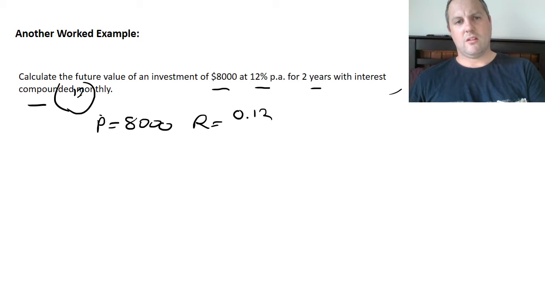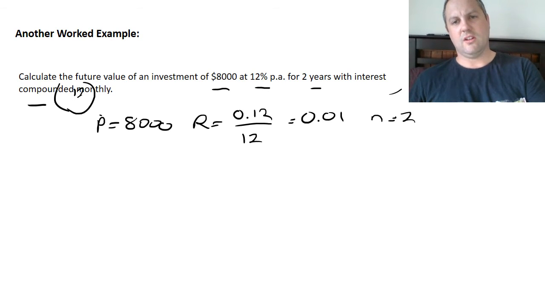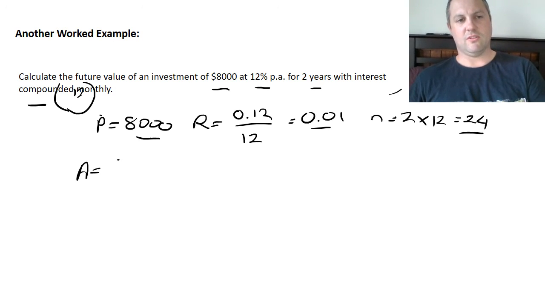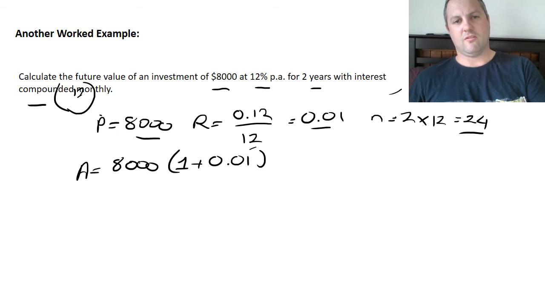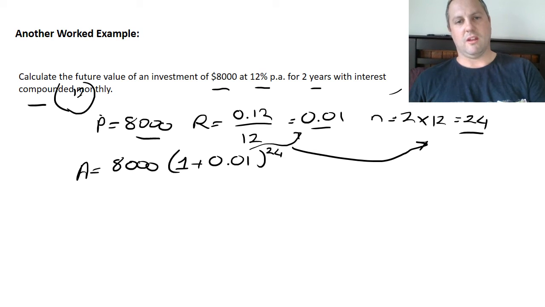We're going to have our R equals 12, but we're going to put that into its decimal, 0.12. Now, because we're doing it monthly, we're going to divide that by 12. So that actually equals 0.01. And our N is 2 years, but we're going to multiply that by the months, so 12. So N is actually going to be 24. Substitute these bits of information in. So we have A equals 8,000, times 1 plus the 0.01 from here, and that's going to be to the power of 24.